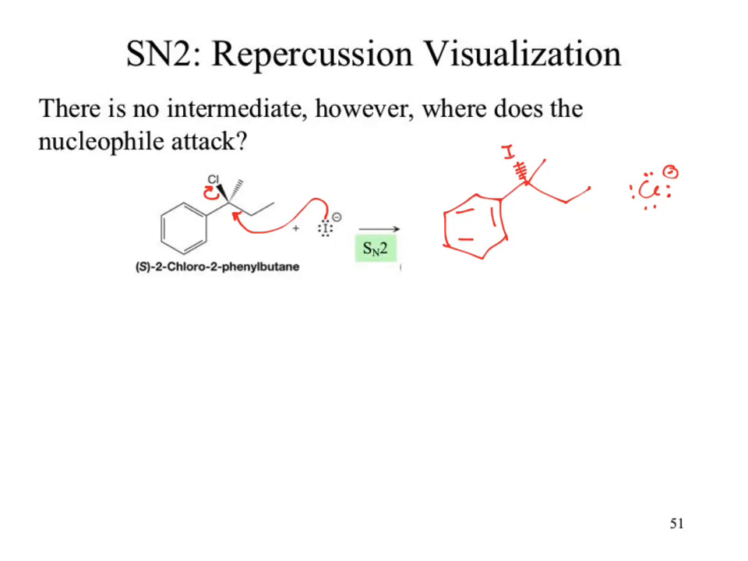Well, if it is dashed, what happens to everything else around there? Because if we look at our starting material, we had a methyl group that was dashed. Can I have 2 dashes? No. So what happens as that iodide comes in and attacks? It's going to force that methyl group forwards, making the methyl group wedged.